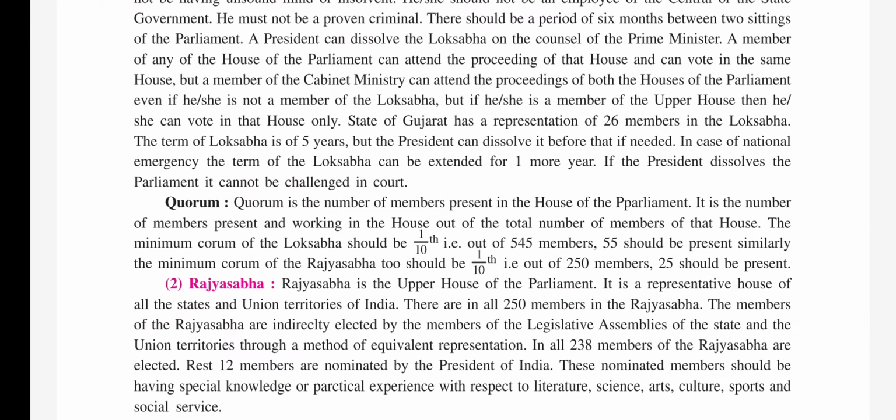Now let's discuss quorum. Quorum is the number of members present in the house of the parliament. So if it is asked in a one sentence question answer what is quorum, then the answer is: quorum is the number of members present in the house of the parliament.